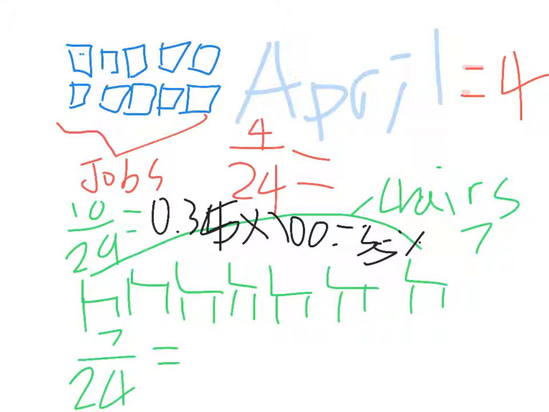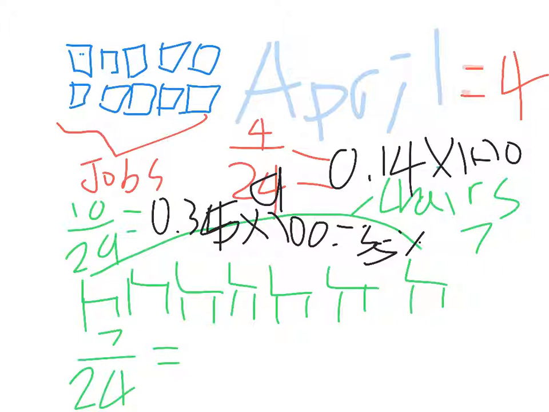Now, moving on to our April birthdays, we have 4 people in our birthday chart in April. So type that 4 divided by 29. Oh, this is 29, by the way. 29 is 0.14. Now, times 100 is 14. So 14% of kids have birthdays in April.